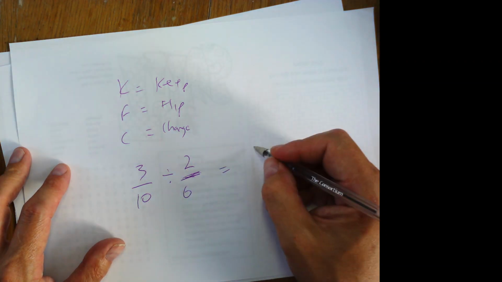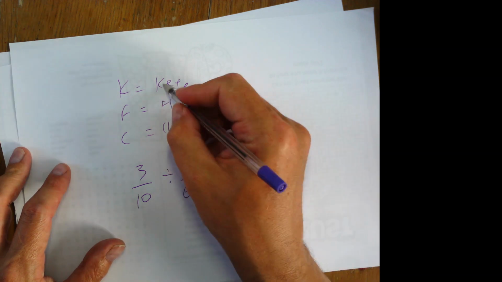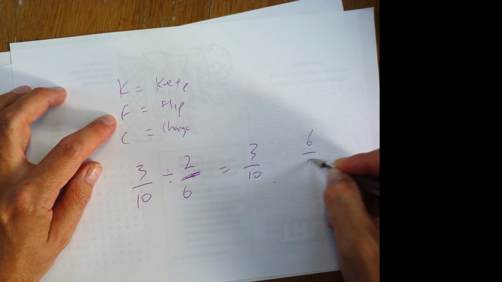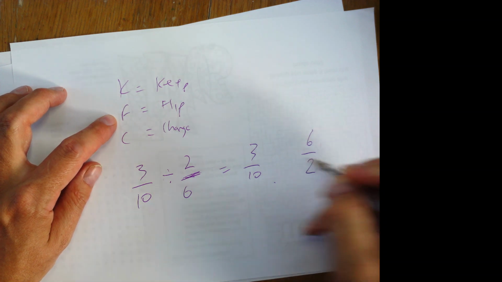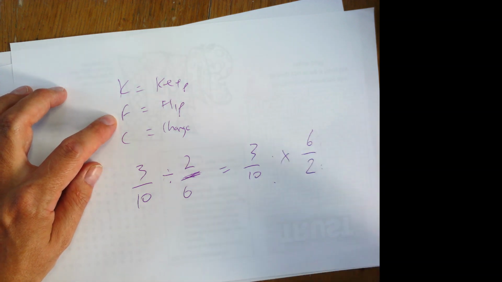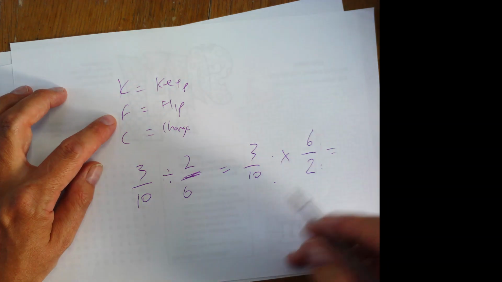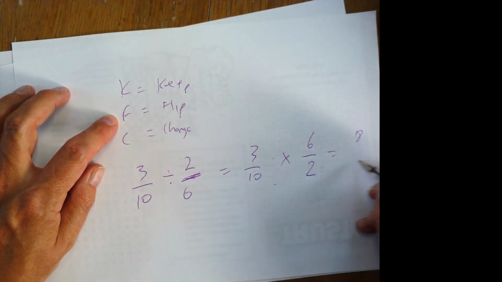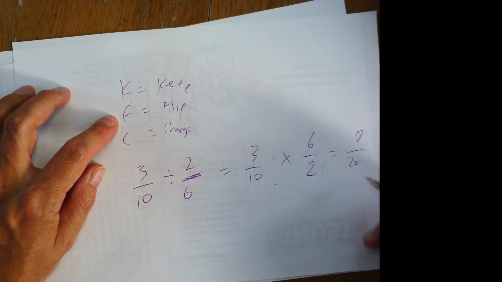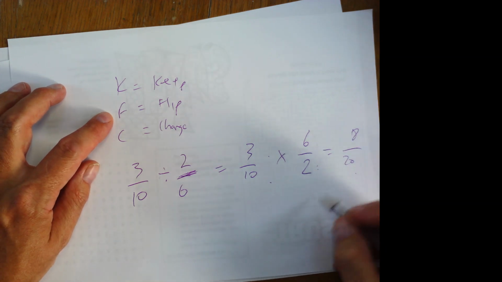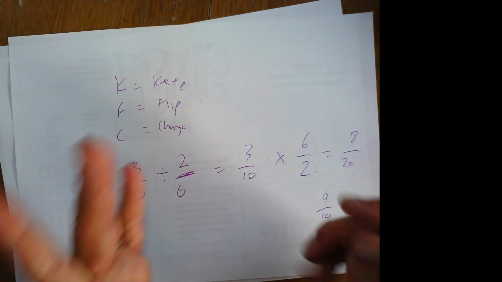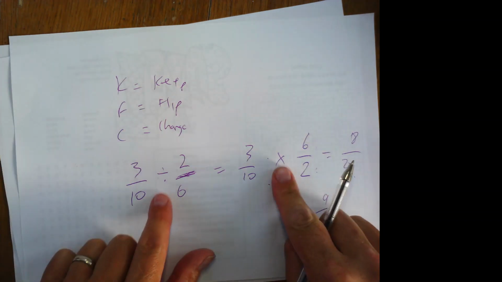So imagine for a second that you've got 3/10 divided by 2/6. The way that you do it is you keep the first bit, you flip the second bit, so I've now got 6/2, and you change that to times. And then you just do it exactly the same way that we've just done. 3 times 6 is 18. 10 times 2 is 20, so I've got 18/20. Can I shrink it down? Yes, I can. I can go to 9/10. So I'm keeping, I'm flipping, and I'm changing.